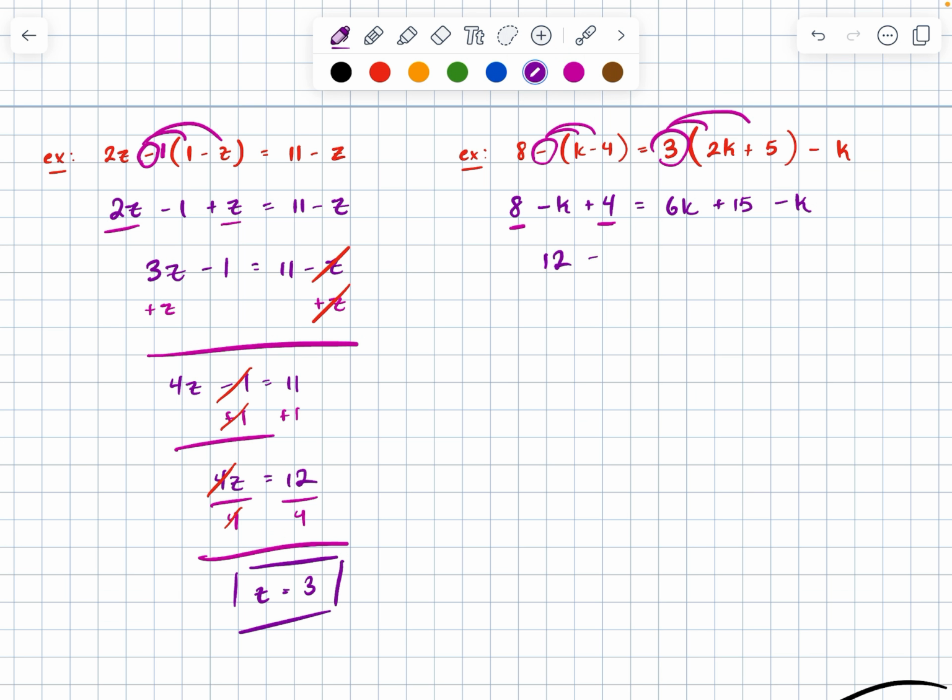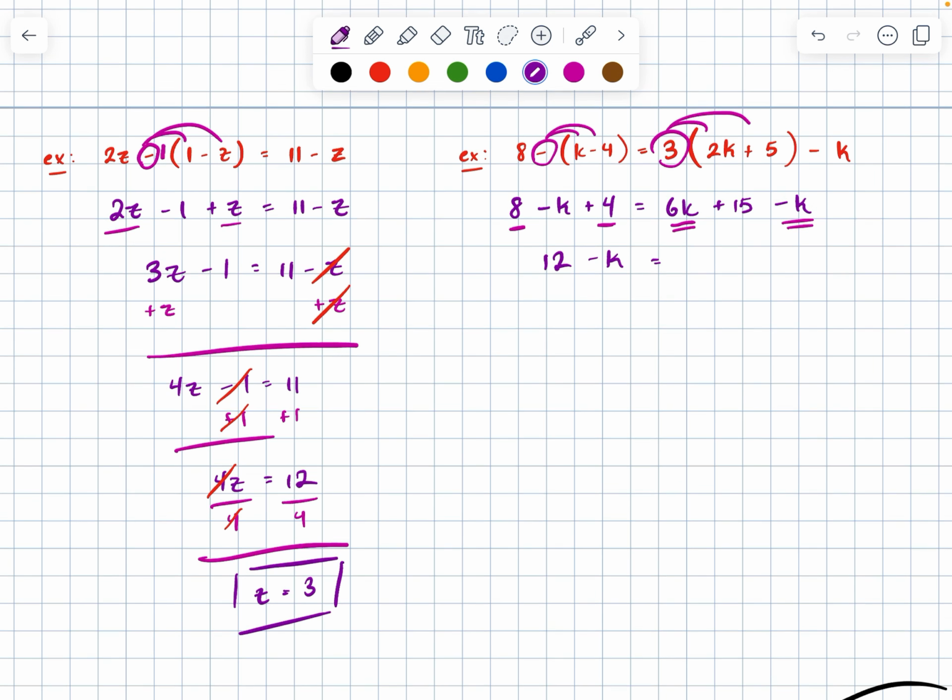On the left side, notice I've got an 8 plus 4. Well, that's 12, and then I'll bring down my minus k. On the right, I've got a 6k and a minus k. Well, 6k minus k, that's 5k, and then I'll bring down my plus 15. And from here, I'm home free. I've seen this before. I just need to get my k's onto one side and my numbers onto the other.